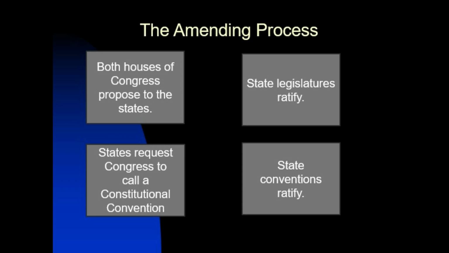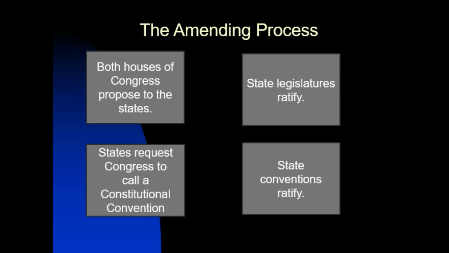Congress can propose to the states, and the state legislatures have the power to ratify, or it could go to the state conventions. While the Constitutional Convention has not been used, still, the convention could refer to the state legislatures, or it could refer to state conventions.